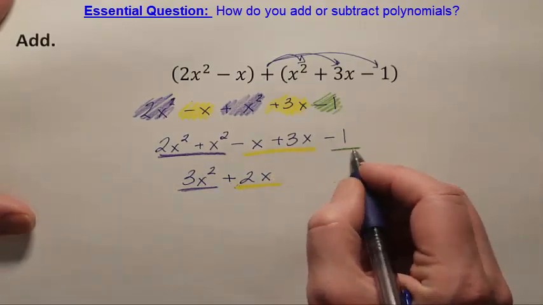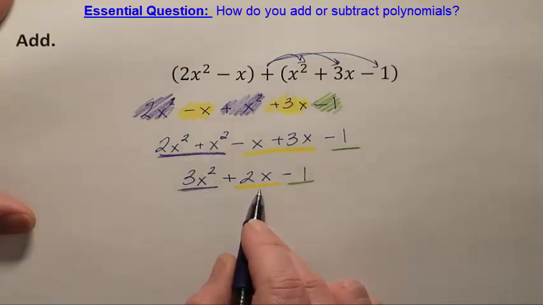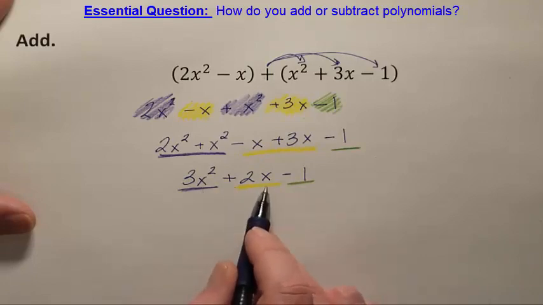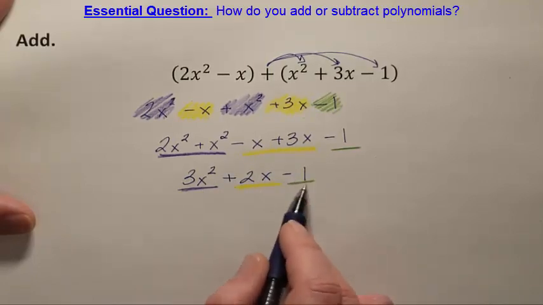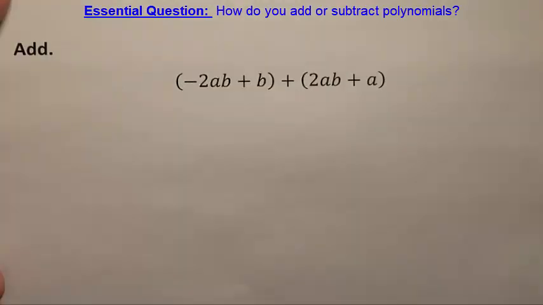My greens were already all the way simplified. It was just a minus 1. So there's my constant for a minus 1. I have 1 term for purple, 1 term for yellow, and 1 term for green. My x squareds are just 3x squareds. My x's are just 2 x's, and my constant is just a minus 1. So this is fully simplified, and I'm done.